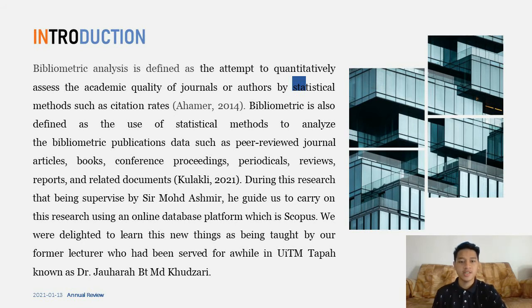During this research that was supervised by Sir Muhammad Ashmeh, he guided us to carry on this research using an online database platform which is Scopus. We were delighted to learn these new things as being taught by our former lecturer who had served for a while in UiTM Tapa, known as Dr. Jauhara binti Mat Kurzari.